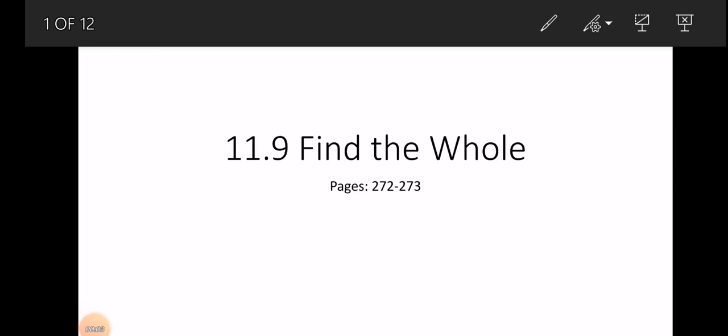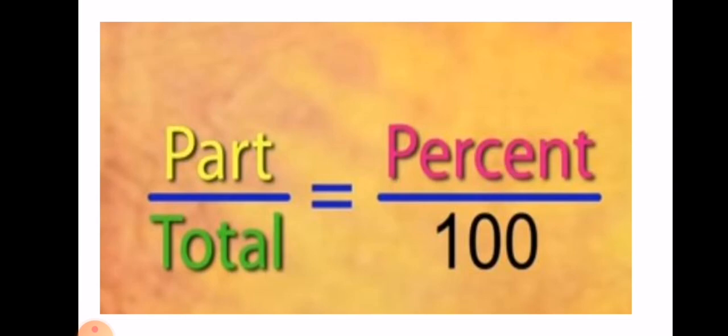Today's lesson we're still completing the percent. We will take today lesson 11.9, how to find the whole, pages 272 and 273. As we explained before, I gave you a general rule: if you have two equivalent ratios, one of them is a percent. It means one of them is out of 100. So your rule will be what? Part over a total gives you percent over 100.